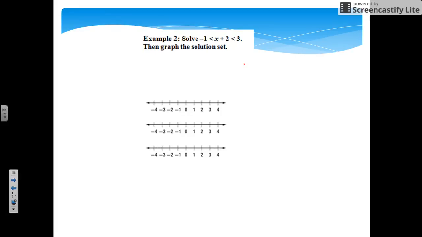A second example is we would have to solve negative 1 less than x plus 2 less than 3. Then we're going to graph it. So you can do it two ways. You can do them in separate inequalities or together. We'll do separate.